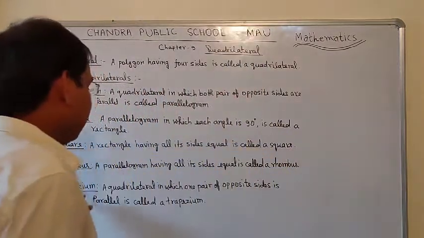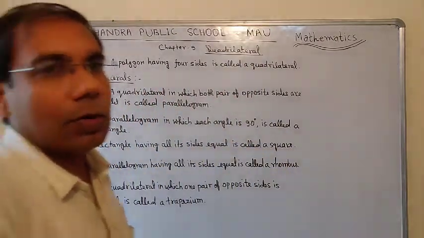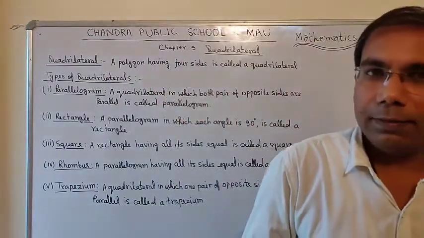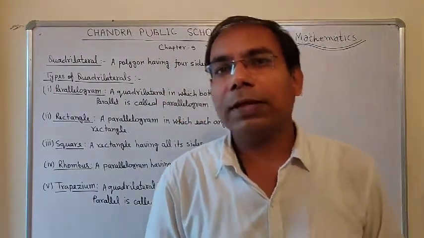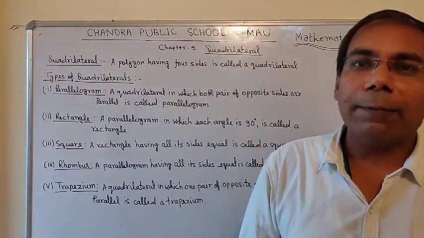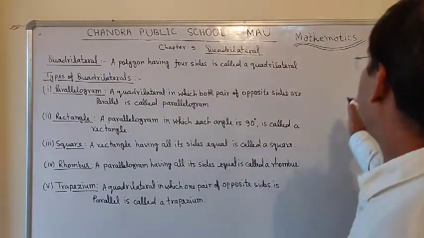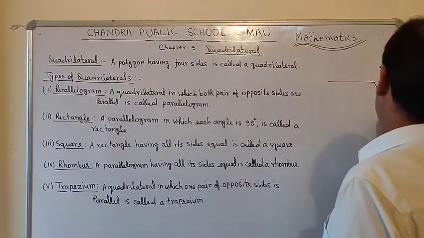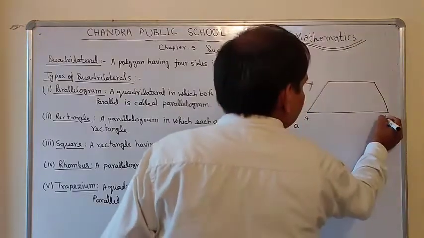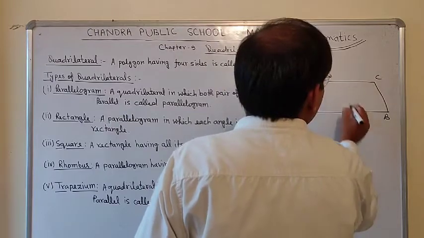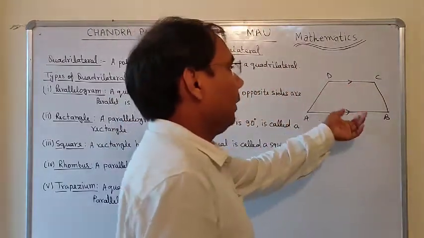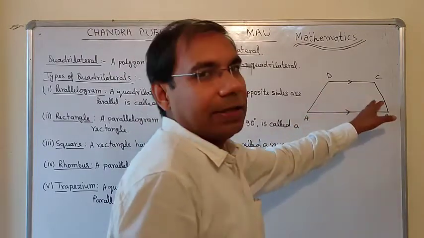Now next one is trapezium. So trapezium, it is also a quadrilateral in which one pair of opposite sides are parallel. In the parallelogram both pair of opposite sides are parallel, and in the trapezium one pair of opposite sides are parallel. For example, if I am going to draw a quadrilateral like this, here it is A, B, C, D, and here it is given that AB parallel to CD. AB and CD are parallel, but AD and BC are not parallel.